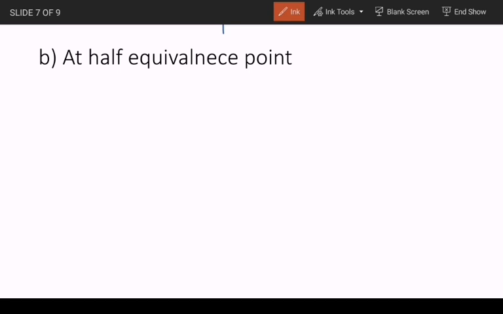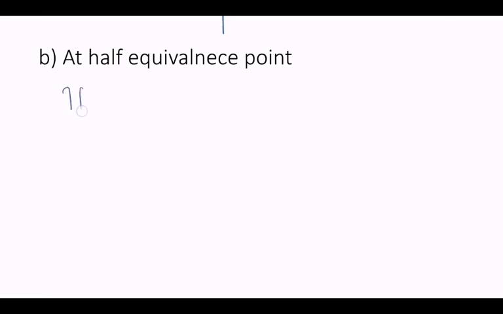So now let's continue with question B at half equivalence point. So if we look at the equivalence point, the number of mole of acid and base are equal. So half means half of that. Okay, so in the conical flask, we have 25 ml of 0.2 molar HCl. So we find first how many mol here. So at half equivalence point, we know how much NaOH reacted.